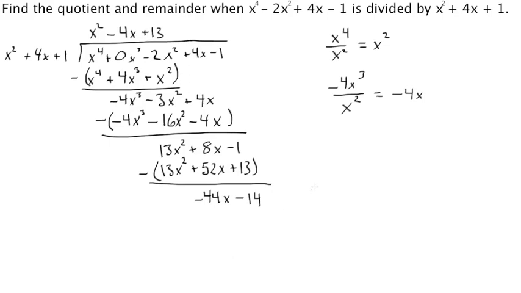I'm done. What's the final answer then? This number up here is my quotient. This bit right here is my remainder. So my final answer is, my quotient is x squared minus 4x plus 13. And my remainder is negative 44x minus 14.